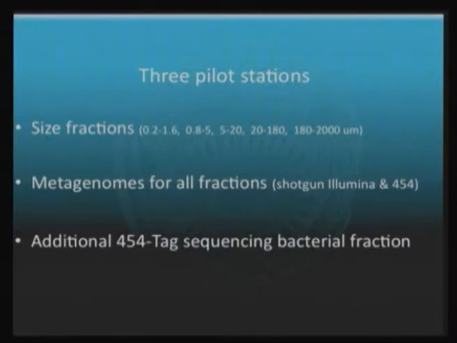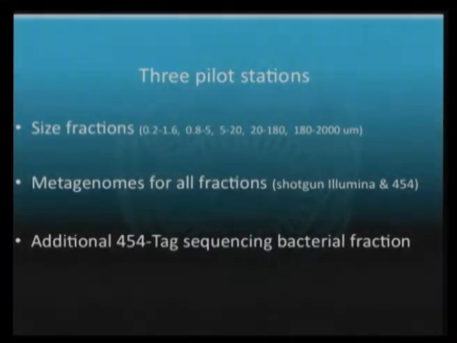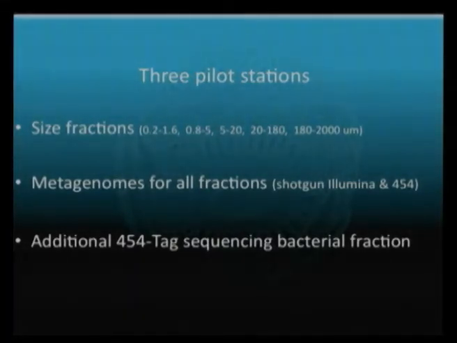So for this first study, what we looked at was three pilot stations. We have different size fractions, like for bacteria and for larger microplankton. We have metagenomes for all fractions with Illumina and 454, and we also had 454 tag sequencing. And this was for exactly the same samples.